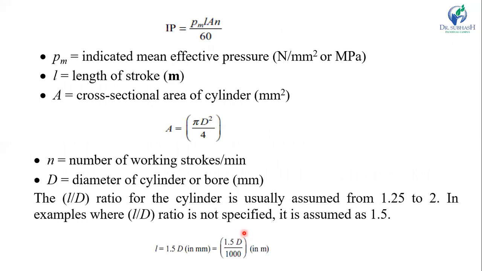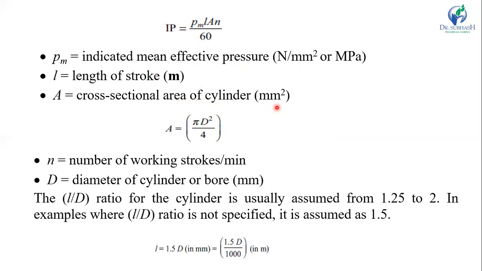Then you know that the indicated power IP is equal to PM LAN by 60, where PM is the indicated mean effective pressure in Newton per mm square or megapascal, L is the length of stroke in meter, and A is the cross-sectional area of the cylinder in mm square.